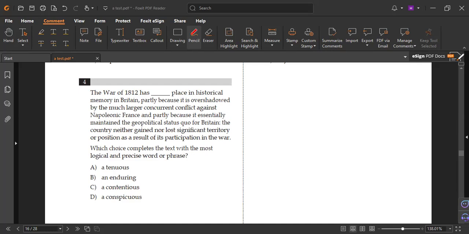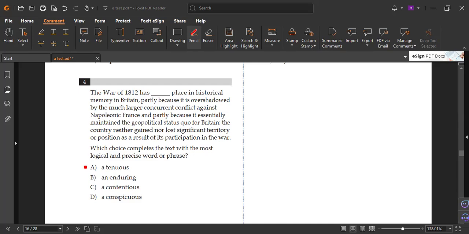Is it A? So letter A, it's correct. But what does it mean anyways? It's a common word. What does it mean?